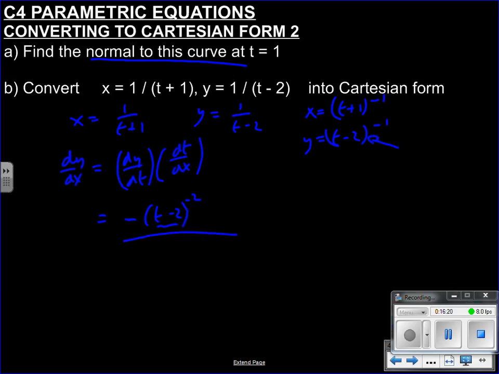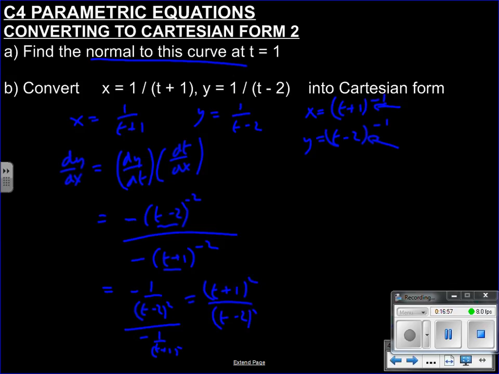Remember, we're just going to put that as over. And now chain rule of this one. So minus comes down, t plus 1 to the minus 2, and t inside goes to 1. So there we go. You could clean this up a bit if you want. So this is minus 1 over t take 2 squared, all over minus 1 over t plus 1 squared. Minuses cancel, bottom flips up, so t plus 1 squared over t take 2 squared.